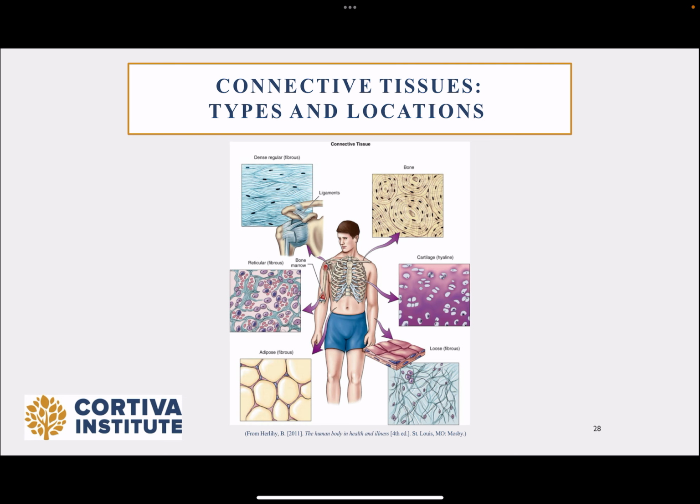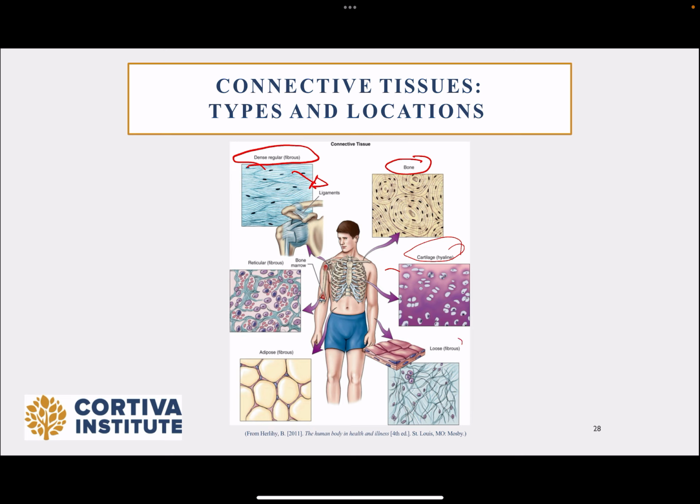So here is a bit of a better picture than what I was drawing, right? So for instance, for dense regular, we have our ligaments, of course, which is a good example of dense, regular, or fibrous connective tissue. Bone, of course, it's going to be located where? In our bones. Cartilage, right? This is a nice example of the hyaline cartilage. It looks a little weird, right? But I promise what it's doing is it's connecting our ribs together, making sure everything stays put.